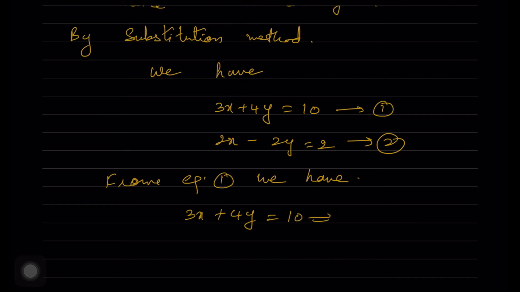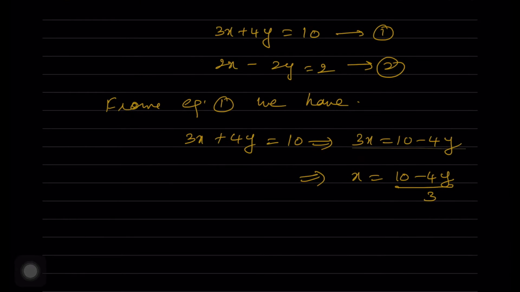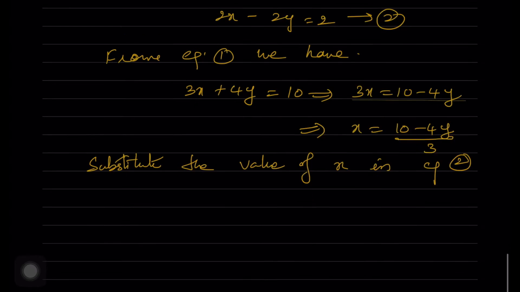3x plus 4y is equal to 10, or 3x is equal to 10 minus 4y. x is equal to 10 minus 4y by 3. Now substituting this equation, we take that as equation 3, or value of x in equation 2 we are substituting.